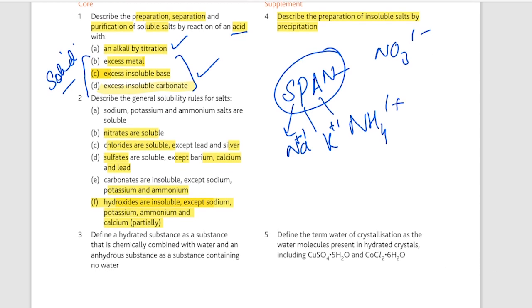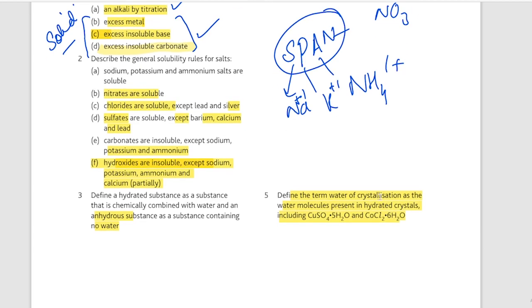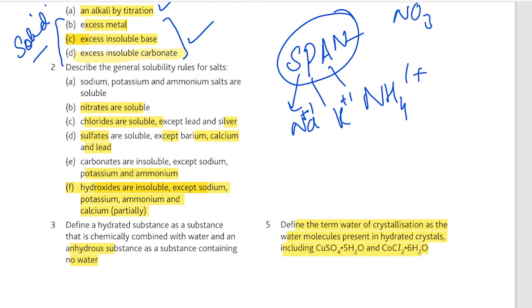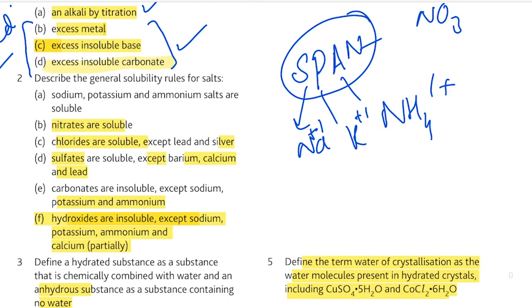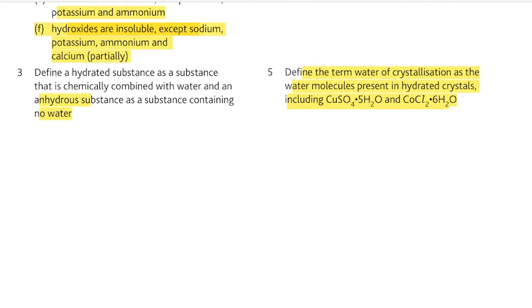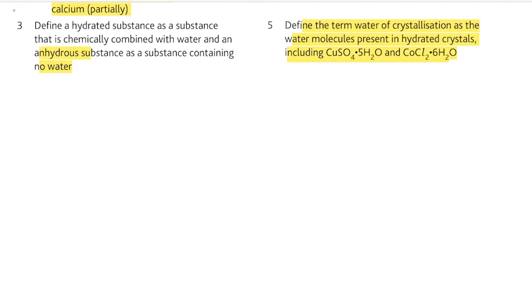Then next, define hydrated substances: a substance that is chemically combined with water, and an anhydrous substance as a substance containing no water. Define the term water of crystallization as the water molecules present in hydrated crystals, including copper sulfate and water. Always remember one thing here, that if I give you the understanding of this, number one is about the hydrated salt. The salts which have water of crystallization in them are called hydrated salts.